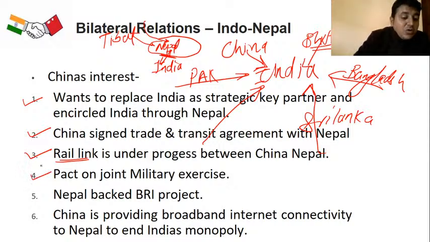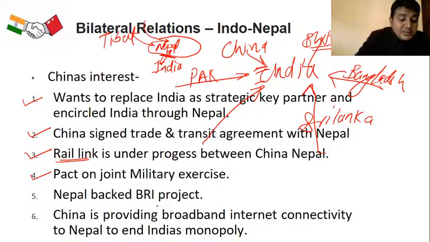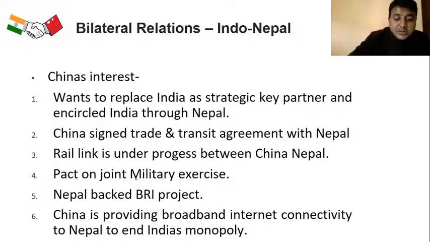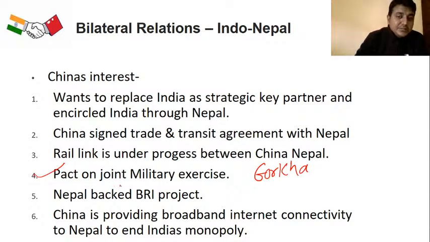Next, the pact of joint military exercise. That is a more concerning thing for India. In this lecture itself I mentioned the Gorkha regiment, which is one of the most important regiments of the Indian army. Along with that, I mentioned that Nepalese generals are honorary generals in India, and India provided training to them. So if we have such a cordial relation with each other, then why is there a need for a joint military exercise with China?